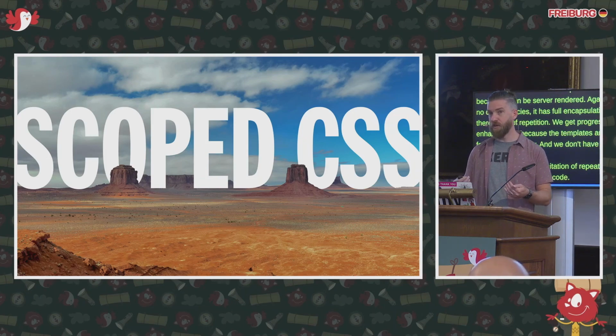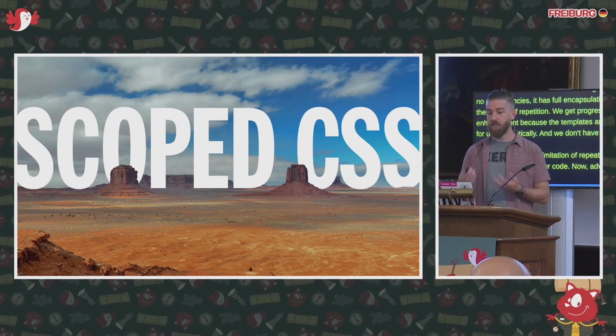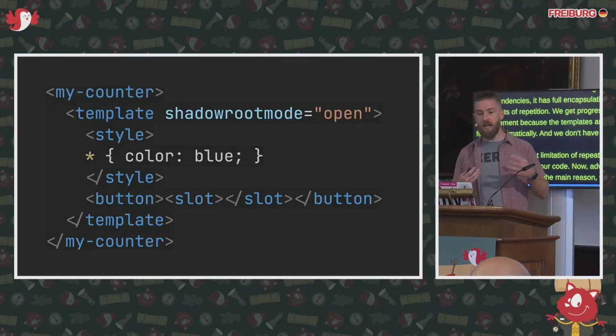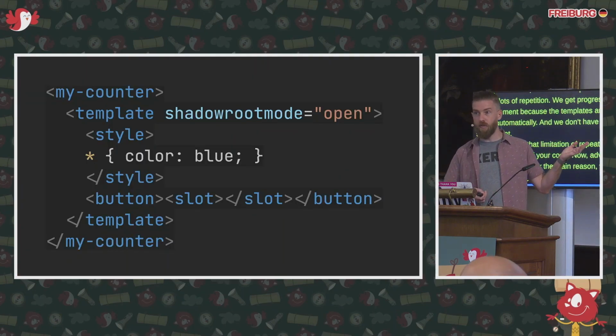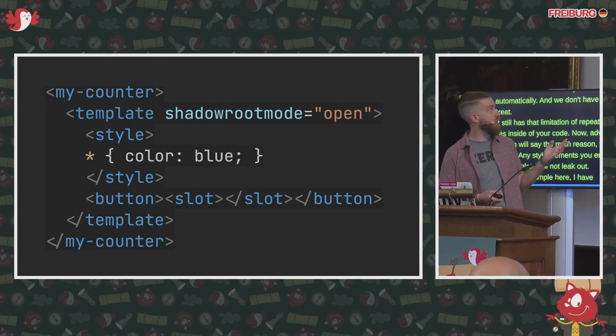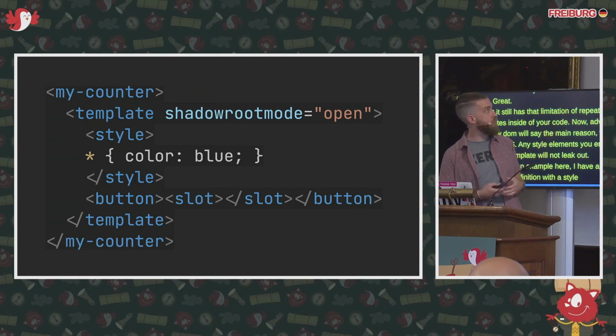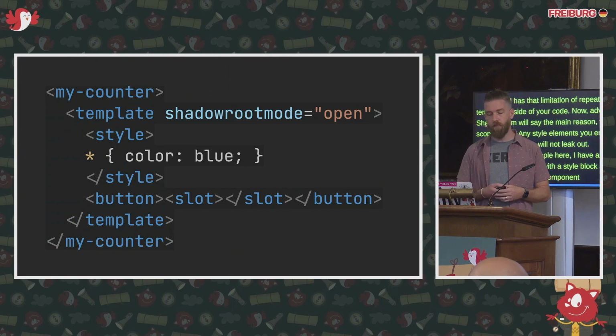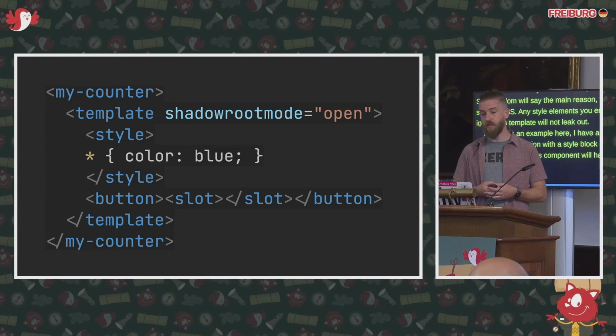Now, advocates of Shadow DOM will say that the main reason that we want to use Shadow DOM moving forward is that we want scoped CSS. This is a great benefit that you can get. Any style elements that you embed inside of this template will not leak out. So just as an example here, I have a component definition with a style block, and every element inside of this component will have text color blue. And no other elements on the page will have text color blue, just inside of my component instance. And that works with JavaScript-based Shadow DOM too.